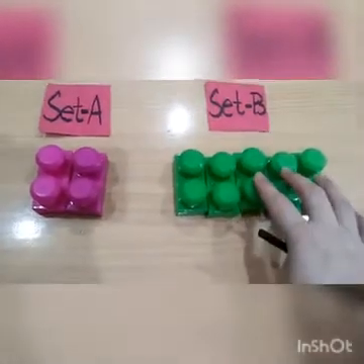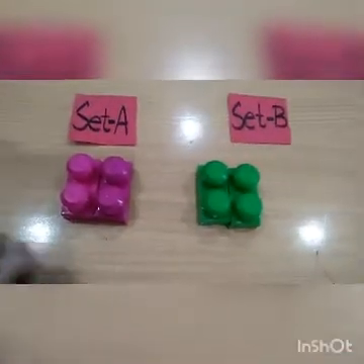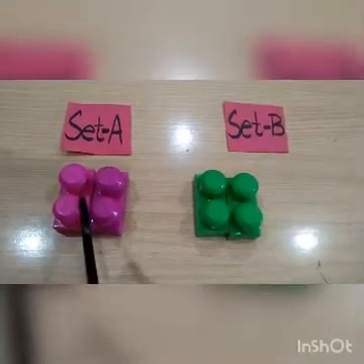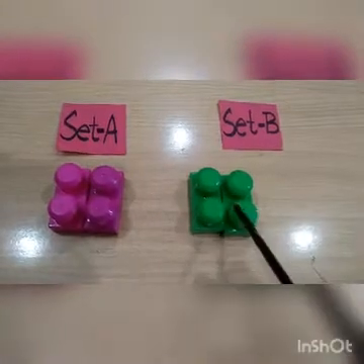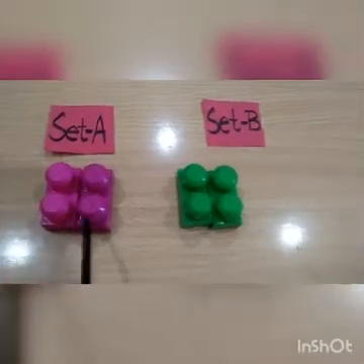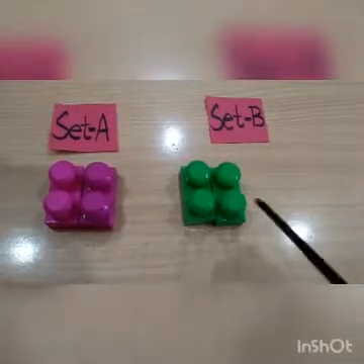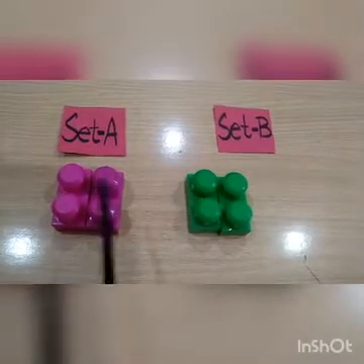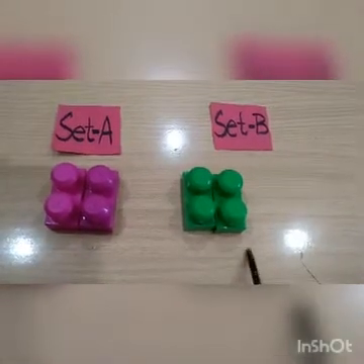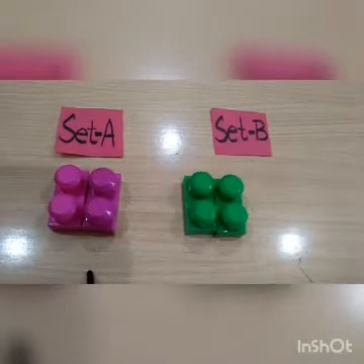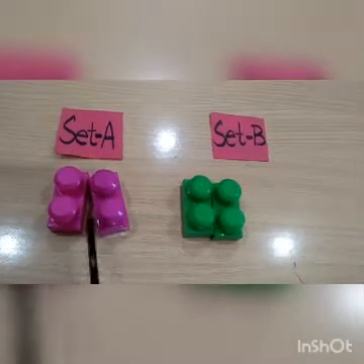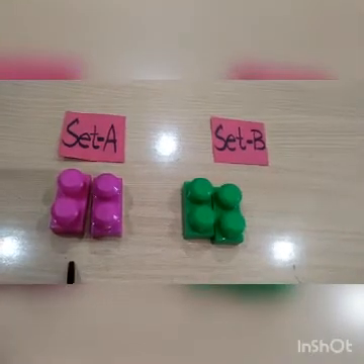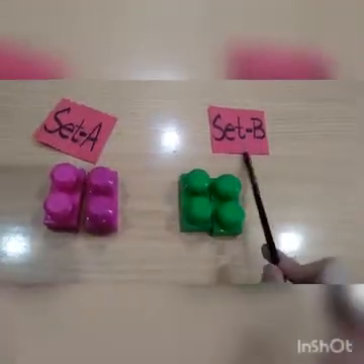If I exclude 3 blocks from set B, you can see the number of blocks is equal. In set A, there are 2 blocks, and in set B, there are also 2 blocks. So 2 is equal to 2. You can see there are pairs of blocks, pink and green. The number of blocks is the same in set A and in set B.